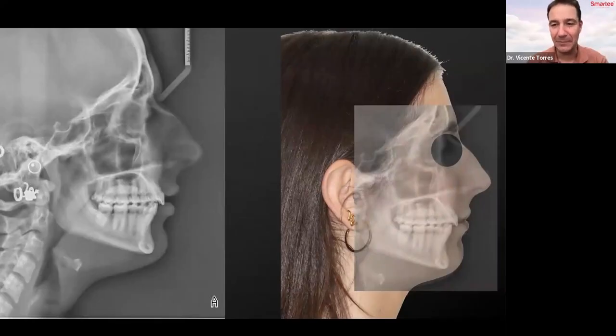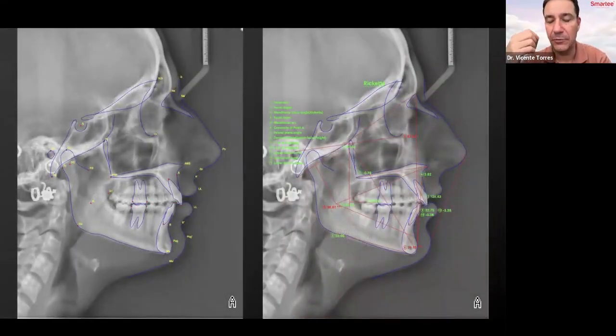Okay, this is our cephalometry with the superposition of the lateral pictures. We can see here from the beginning this pro-inclination of the upper incisor, and as well this small pro-inclination of the lower incisor. And of course, our increased overbite, and this retrognathia and this B retrusion profile.